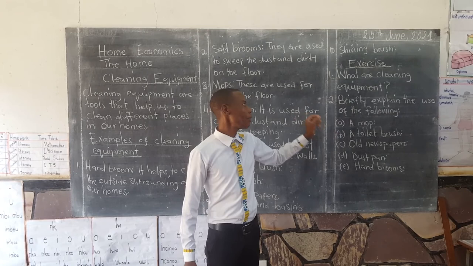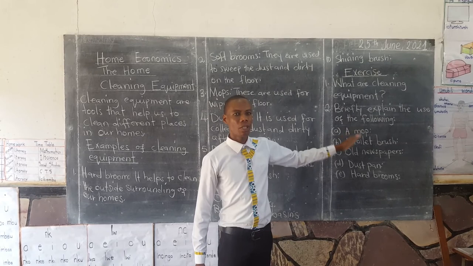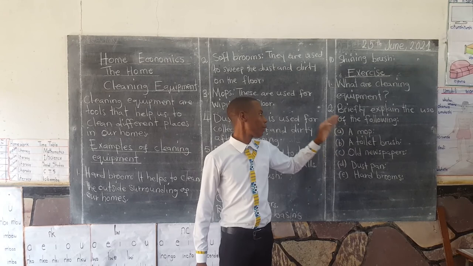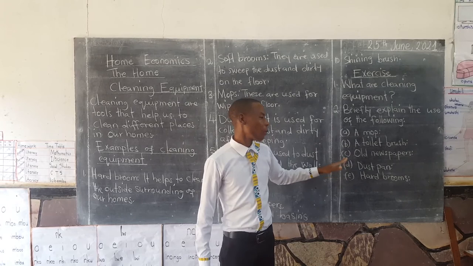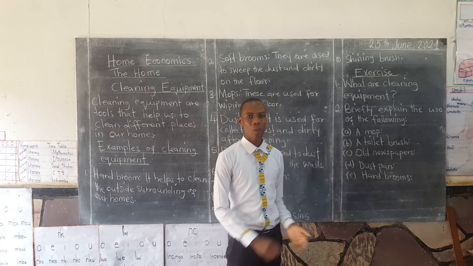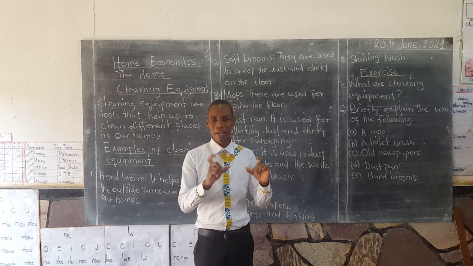You explain the use of a mop. What do we use a mop for? The use of a toilet brush. What do we use a toilet brush for? The use of old newspapers. What do we use old newspapers for? D. Dustpan. What do we use a dustpan for? Then E. Hard brooms. What do we use hard brooms for? As you present this work, remember to practice and present it in very good handwriting.